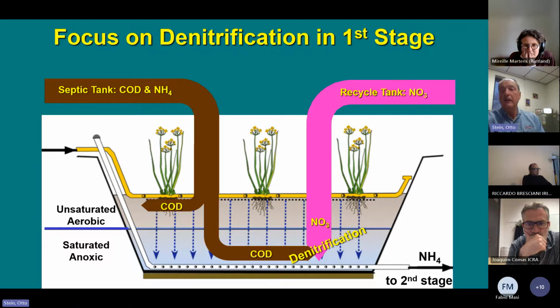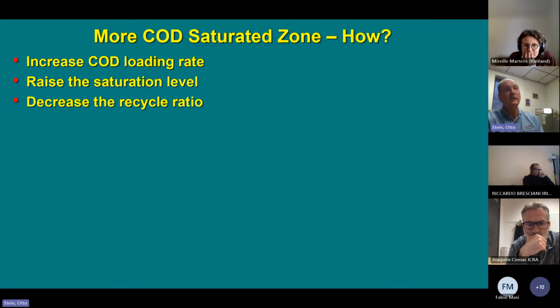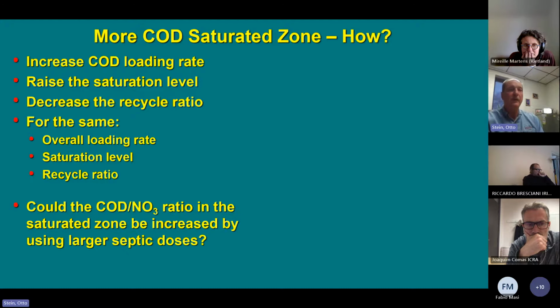Then the ammonia would come out and go to the second stage, where it would be turned into nitrate and then come back as nitrate, completing the loop. So how do we get more in there? Well, we could always just increase the COD loading rate. That's one option. We could raise the saturation level. We could decrease the recycle ratio. But if we keep all of these the same, since we said we've already optimized these, could we somehow increase that ratio in the saturated zone by putting very large septic doses into it?